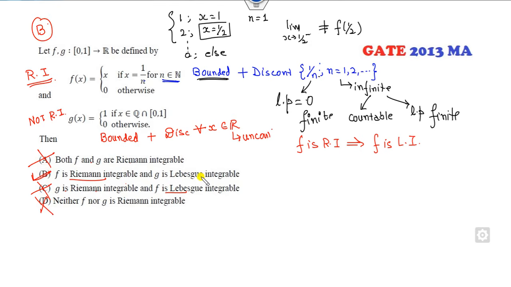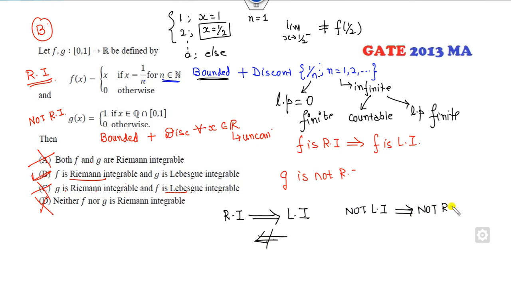Remember, g is Lebesgue integrable. I proved that g is not Riemann integrable. As I already told you, Riemann integrable implies Lebesgue integrable, but the converse is not true. The converse that is true: not Lebesgue integrable implies not Riemann integrable. But how can you prove that it is Lebesgue integrable? It is uncountably many points, so g is Lebesgue integrable but not Riemann integrable. So B is the right answer of this problem.